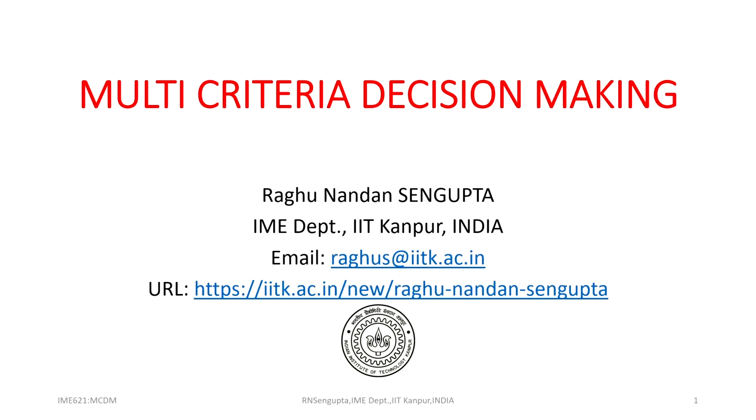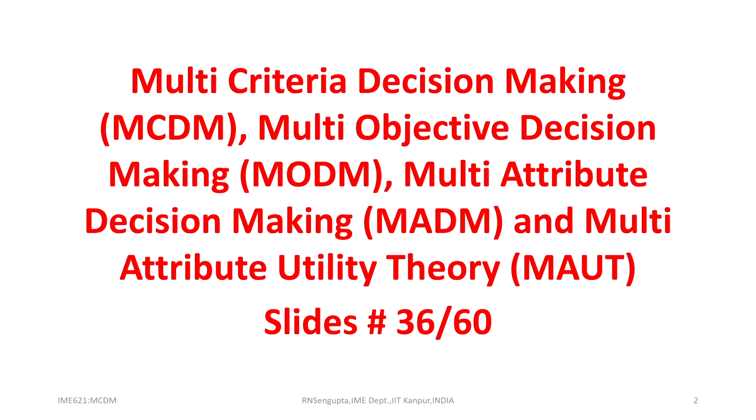As you know, this is the NPTEL MOOC series where the course title is Multi-Criteria Decision Making. My name is Raghunandan Sengupta from the IME department at IIT Kanpur. This is the 36th lecture out of this 60 lecture series, spread over 12 weeks. Each week, as you know, there are 5 lectures, each lecture being half an hour.